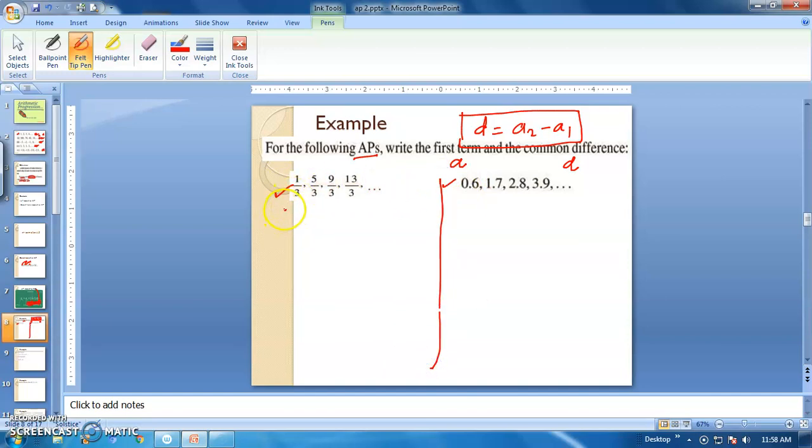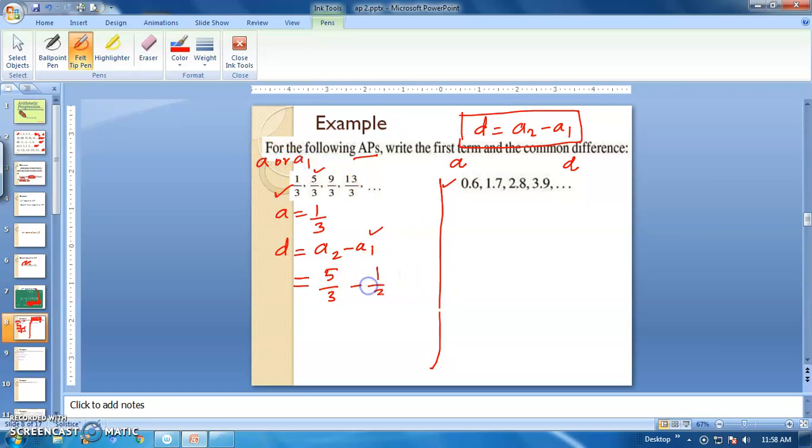Here the first term is nothing but A equal to 1 by 3. That is the A value. And how can you find the D value? D is nothing but, the formula is A2 minus A1. What is A2? A2 means the second term, so the second term is 5 by 3. And minus A1, A1 is nothing but the first term. Already I said the first term can be denoted by either A or A1, both are the same.